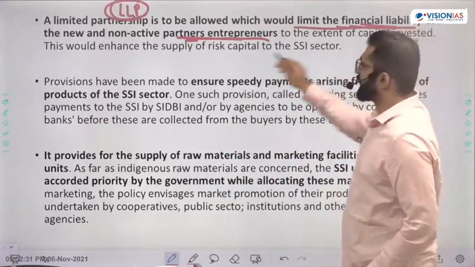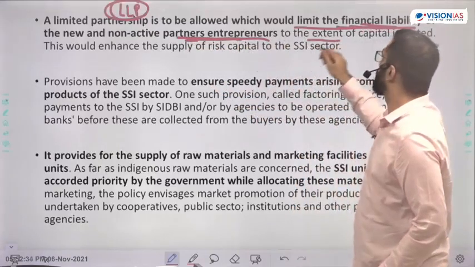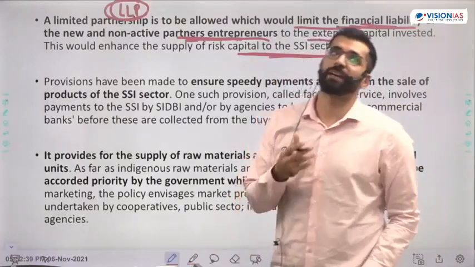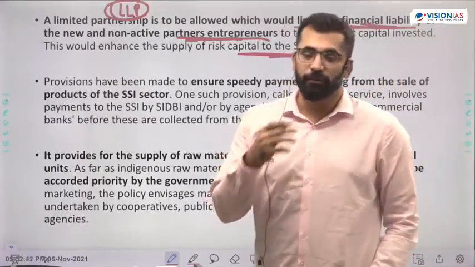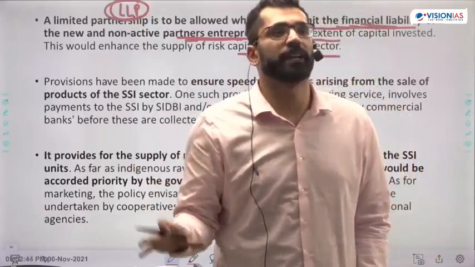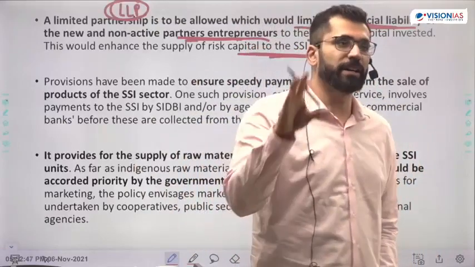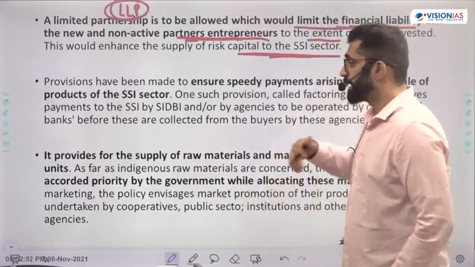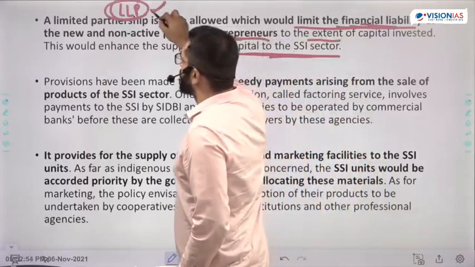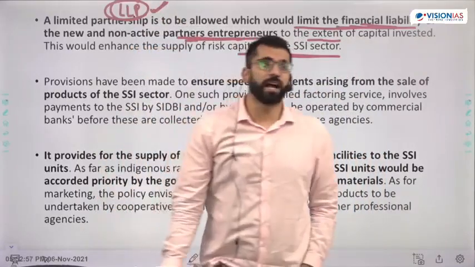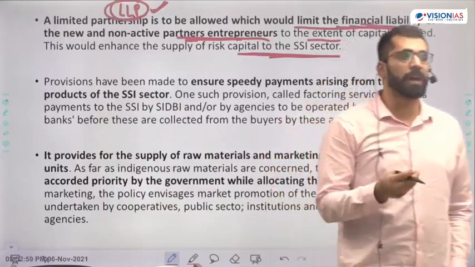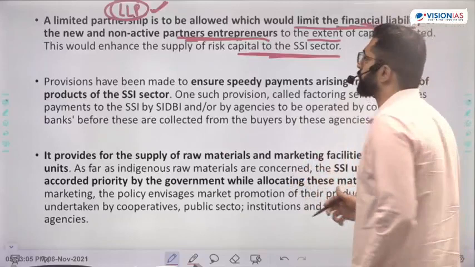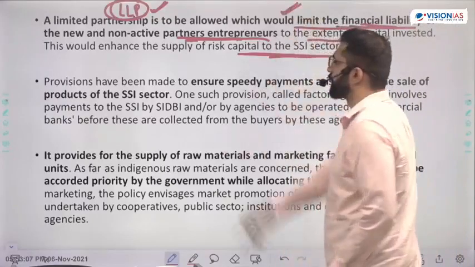Allowed, which would limit the financial liability of the partners, entrepreneurs to the extent of capital. This would supply risk capital to the SSI sector. If there is complete liability on my company, then there would be no difference between my assets and the company's assets. The assets and liabilities of the company would be mine also. I will have to pay for it. In a limited liability partnership, it is in the name of the company. The partners, the ones who are starting the business, those promoters have limited liability. Legal liability is of the company. So this was being allowed for the small sector.